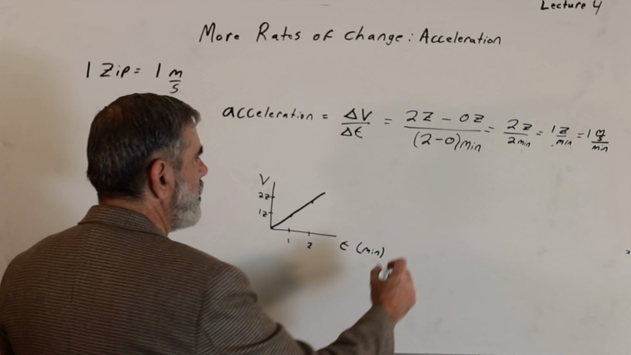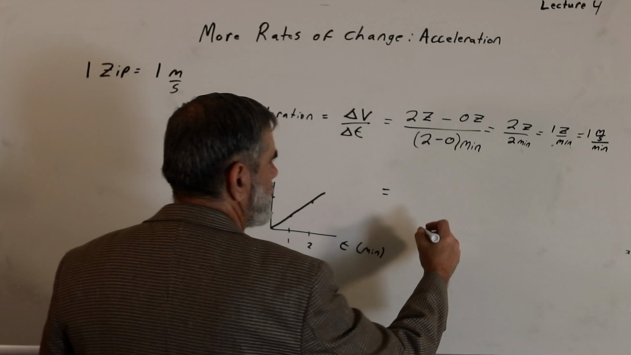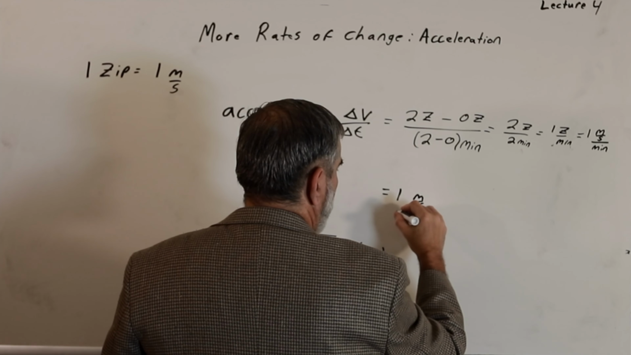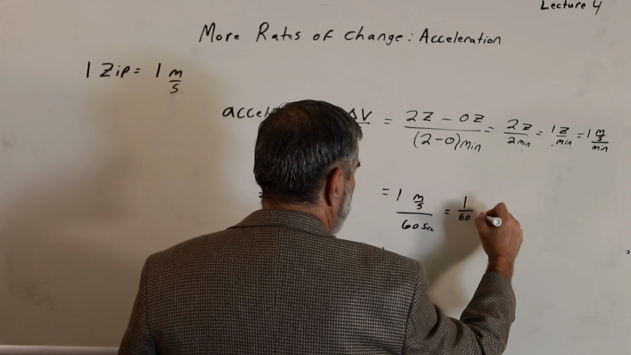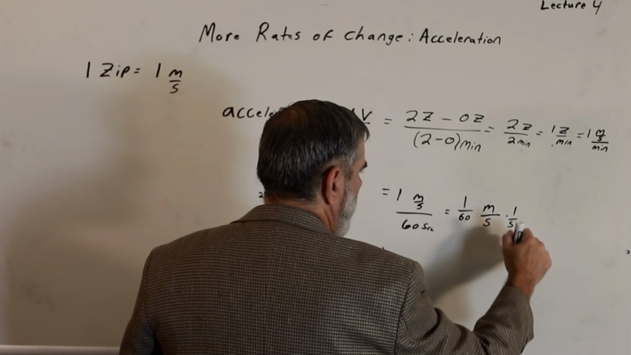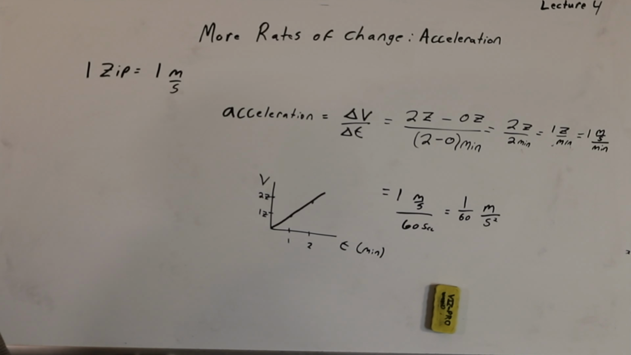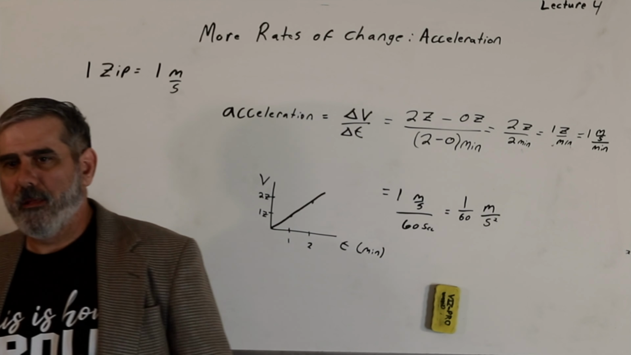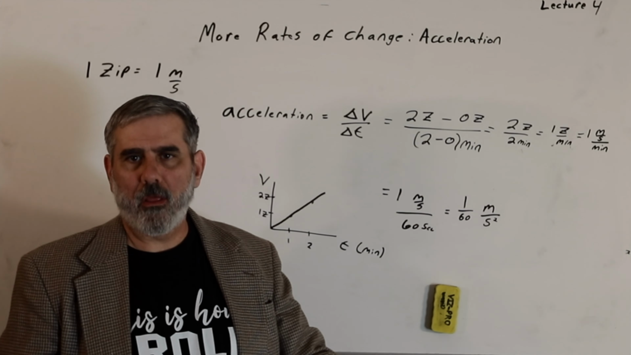what happens? Well, there are 60 seconds in a minute, so this would be 1 meter per second divided by 60 seconds, which we're just going to write as 1 over 60 meters per second times 1 over seconds. Well, that's 1 over second squared. And so acceleration in SI units has meters per second squared, and that can be confusing. Another way to say it, you could say 1/60th meters per second per second.